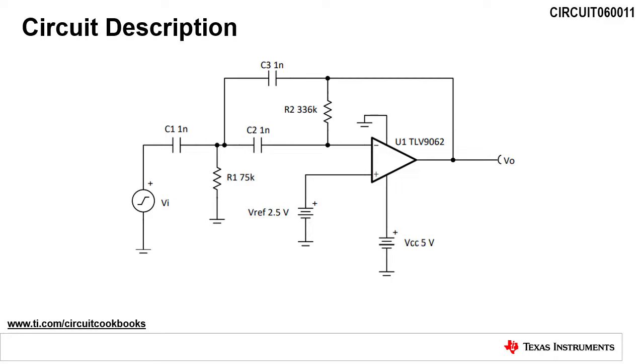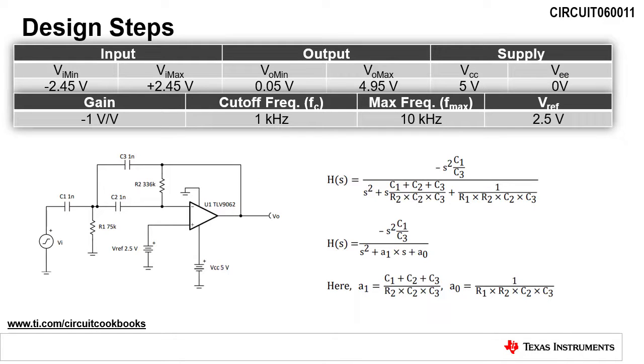The first step in this design is to calculate the component values given a normalized cutoff frequency of 1 radian per second. The second step is to scale the component values for 1 radian per second using the desired cutoff frequency. This slide depicts the design goals and transfer function of the circuit.